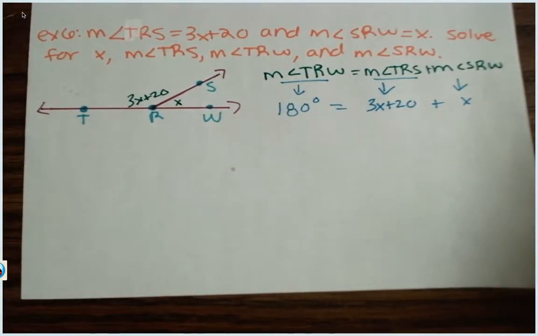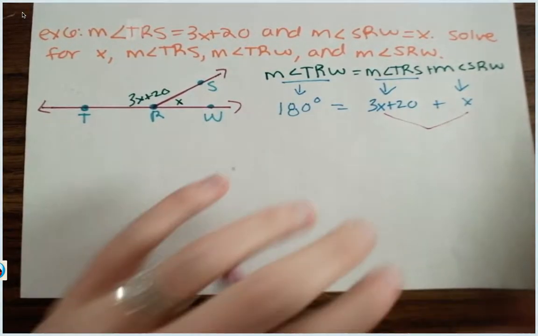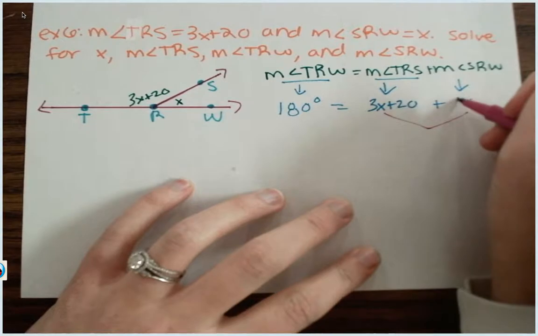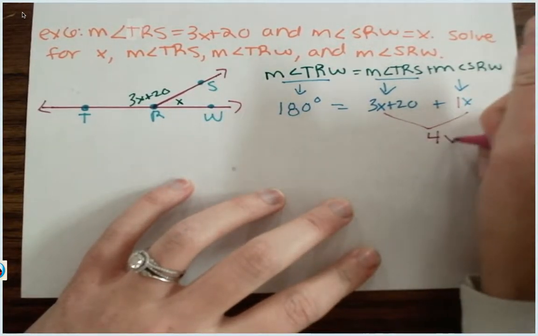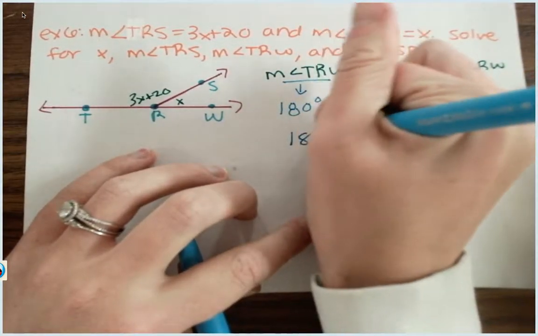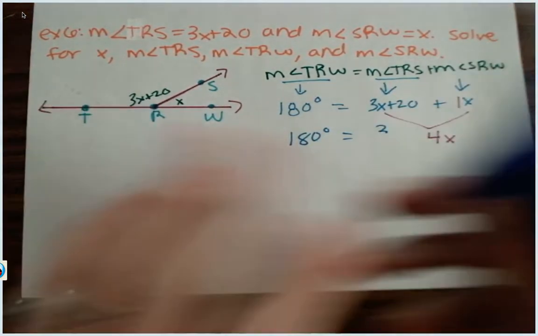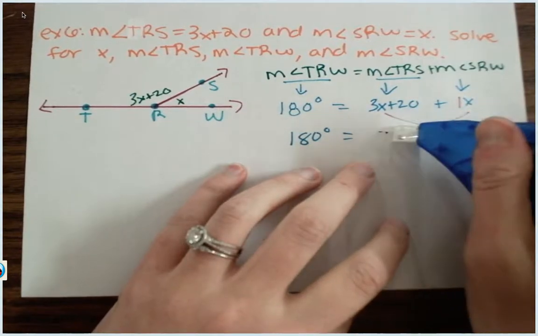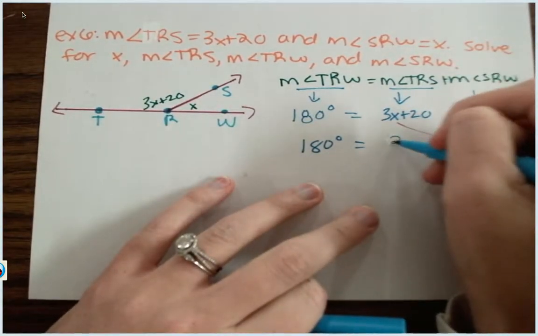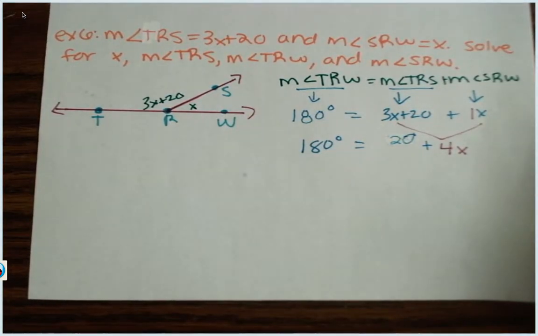When we do this, we need to combine our like terms on this side. Our only like terms are the 3x and the x, and the x is secretly a 1, so this is going to end up being 4x. So now what we have is 180 equals 20 plus 4x. We still have the 20, and we combined the 3x and the 1x to get 4x. So 20 plus 4x.